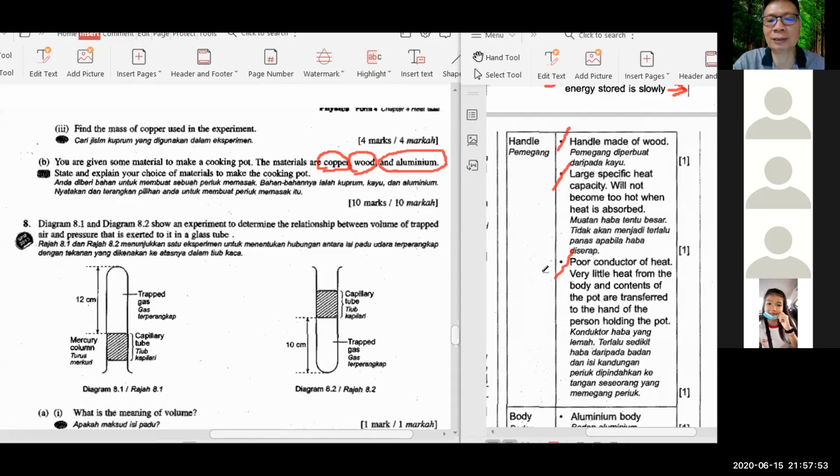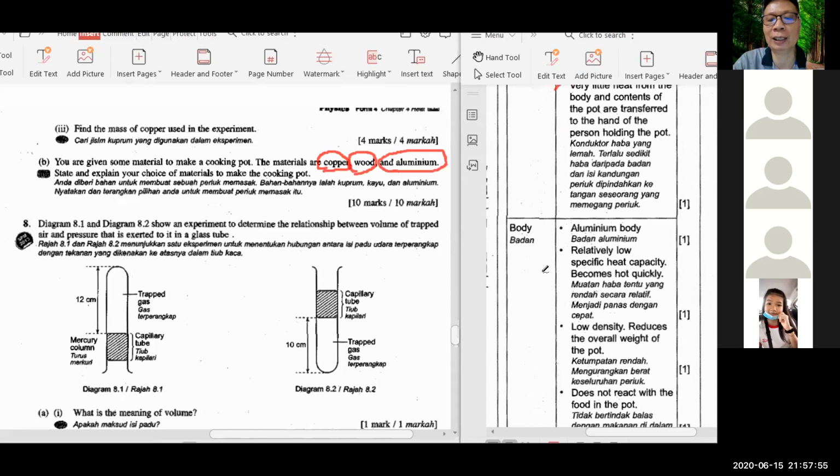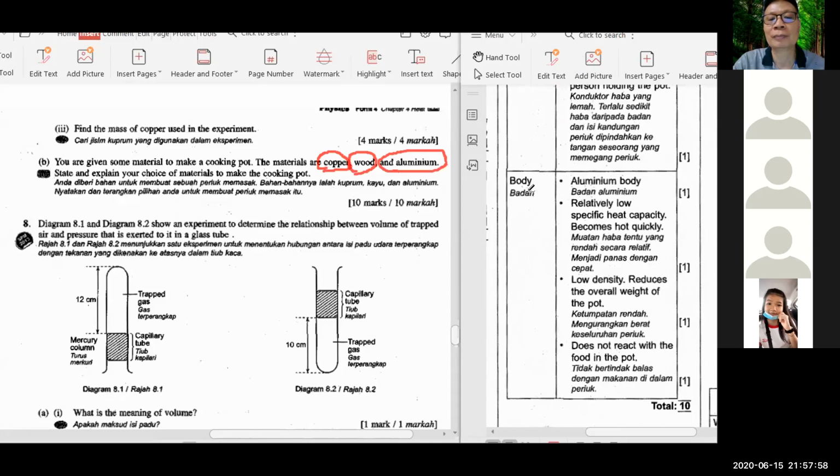Okay, next. Talking about the body. Body 4 marks. Use aluminum for the body, 1 mark. Reason: relatively low specific heat capacity. Also consider aluminum low specific heat capacity lah. We cannot say aluminum high specific heat capacity. It's considered low, relatively still low, so it becomes hot quickly.